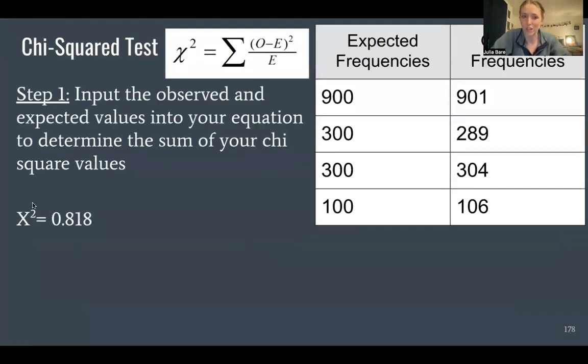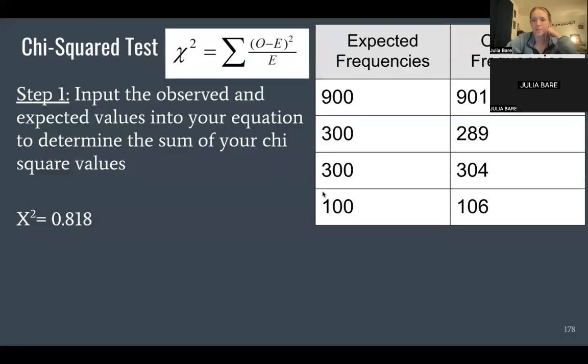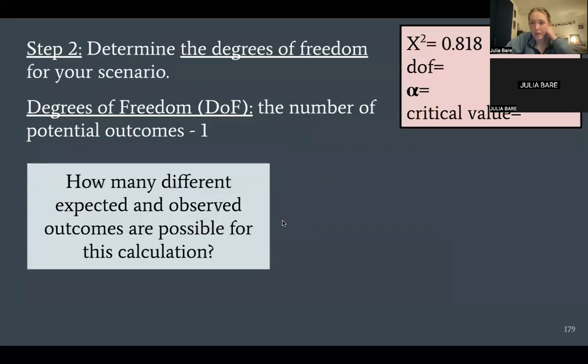Now, if you did the calculation from the last video, hopefully you were able to calculate your chi-squared value of 0.818. All right. So now that we've determined our chi-squared value, there are 3 other values that we are going to need to determine in order to complete our chi-squared analysis. That's the degrees of freedom, the alpha value, and the critical value, right? So your degrees of freedom is the next step in this process.